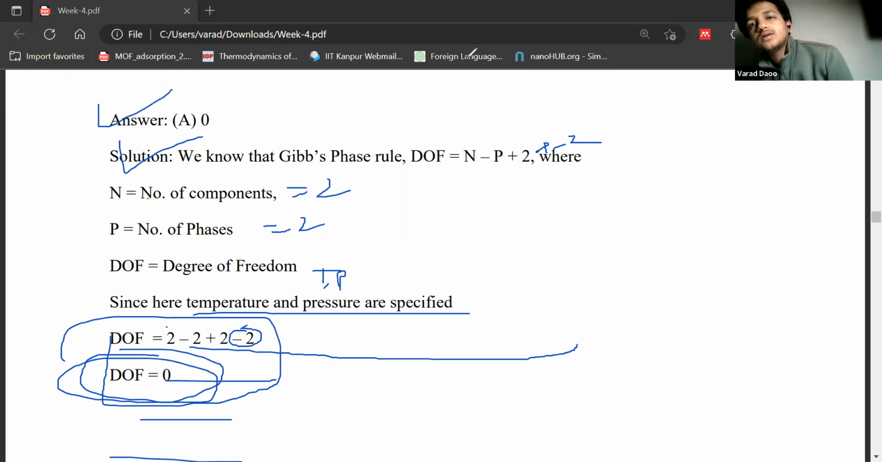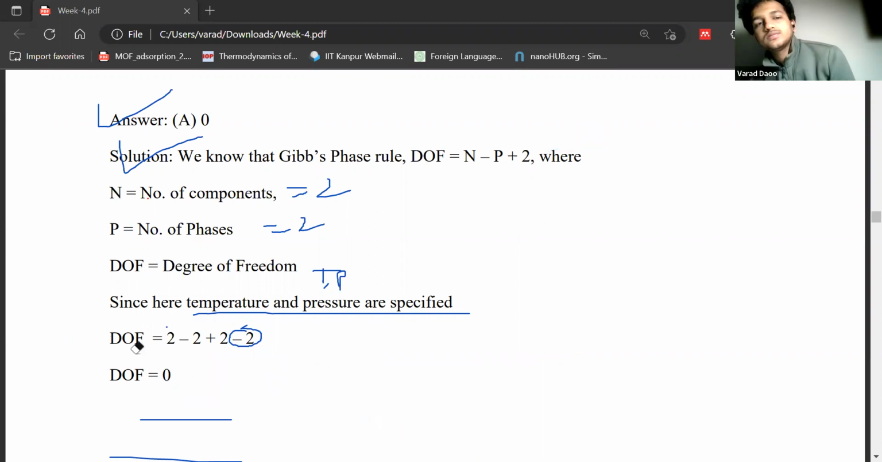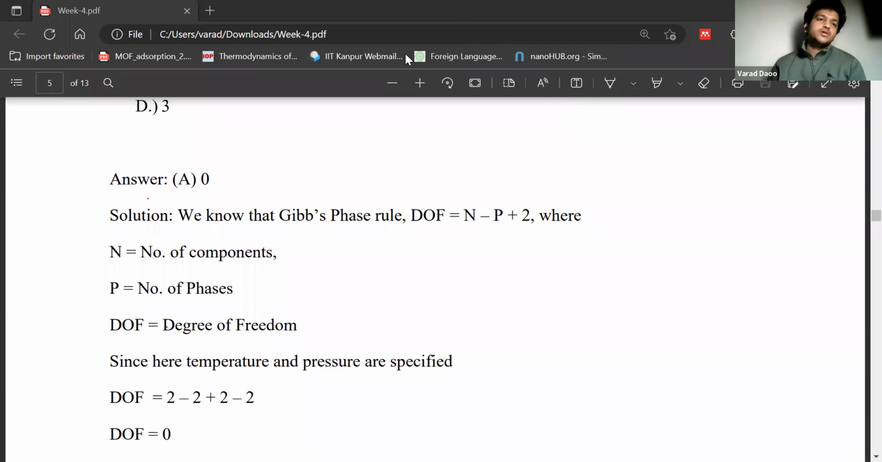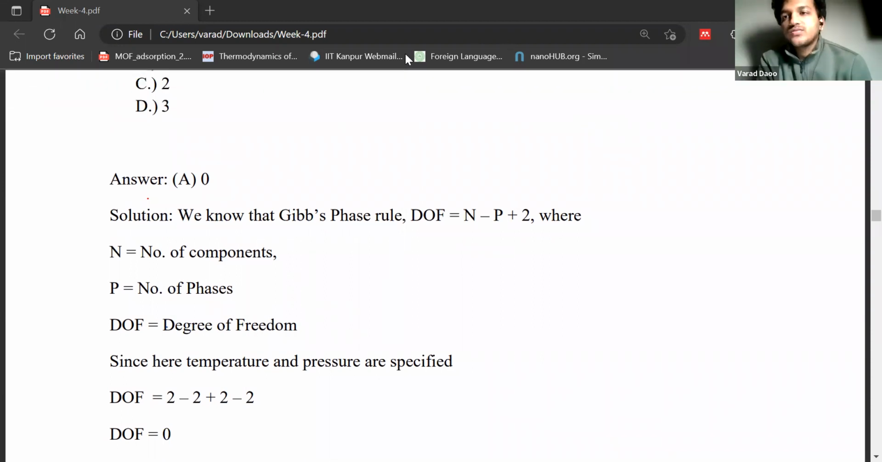Okay. Anybody has any question? If anybody has any doubt, they can ask now. And if anybody would like to write, I will give you a couple of minutes. The correct answer is option A, 0. Degrees of freedom is going to be 0. So basically, what does that mean? That means that the condition is automatically fixed. There is only one unique point like this. Right?